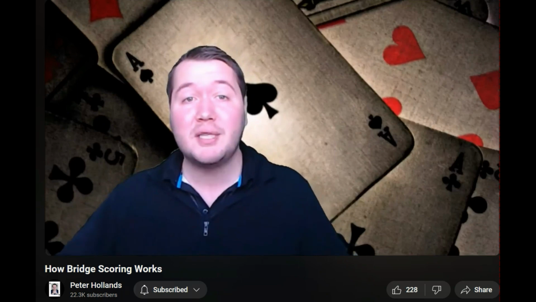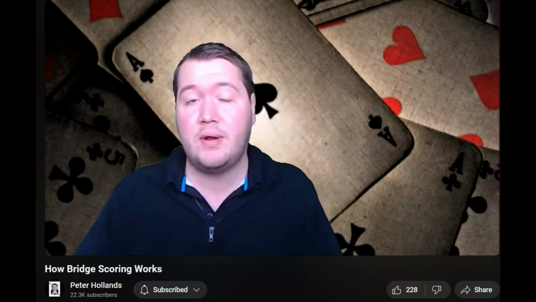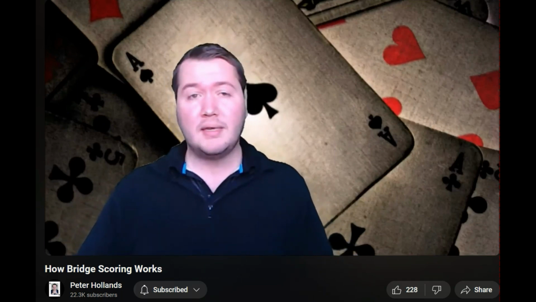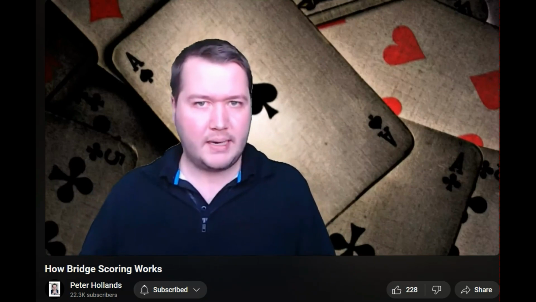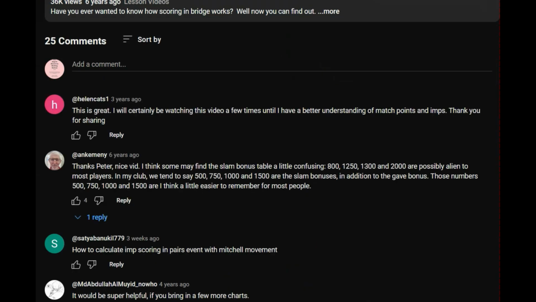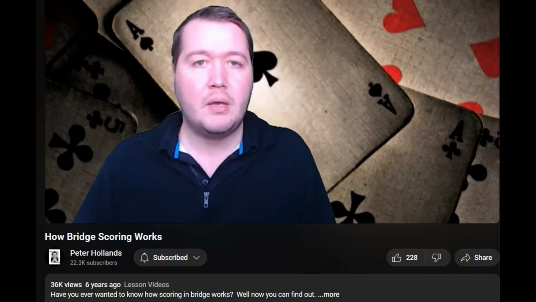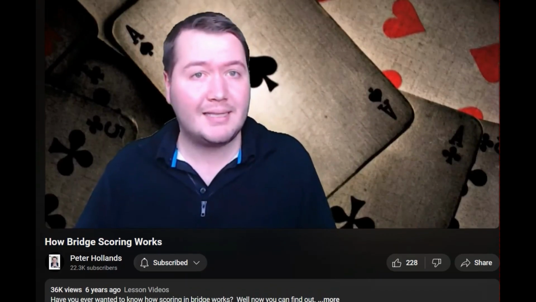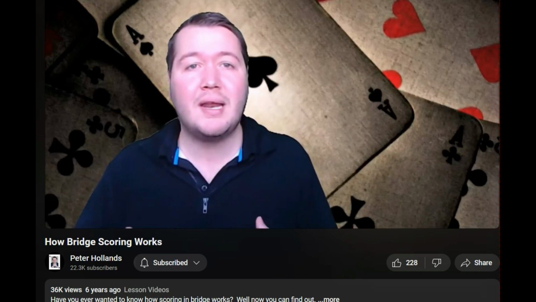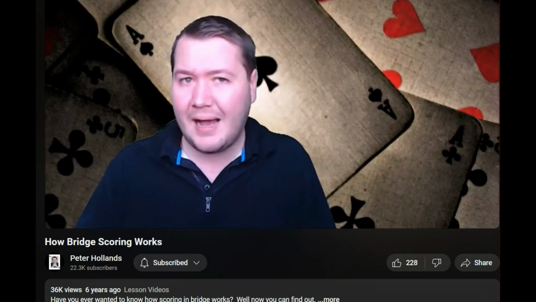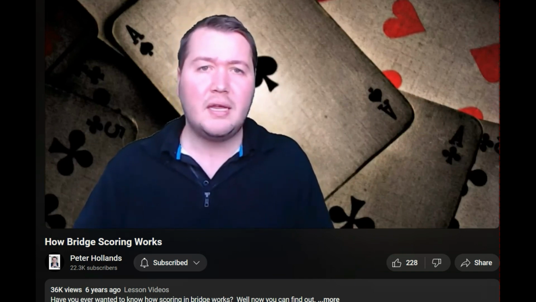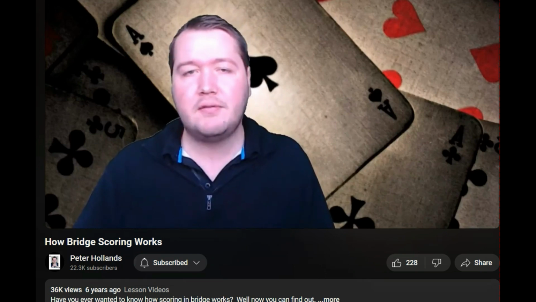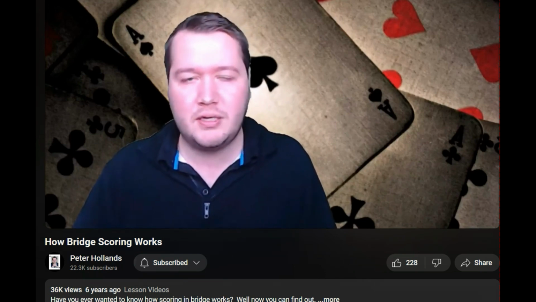be making them, because the reward is so good whenever you actually make it. Whereas in match points, the reward for bidding game isn't that good. You want to be making game 50% of the time. Whereas in IMPs, you can be making it less than 50% of the time and still getting a good expected value out of it. So IMPs, bid game really aggressively. Match points, you don't need to do it as much.